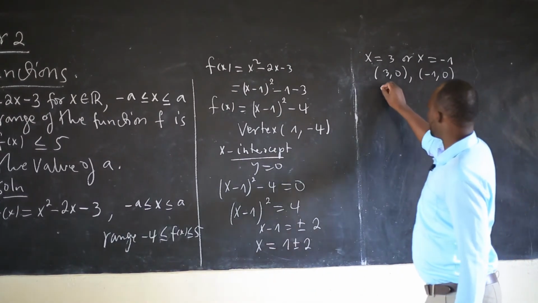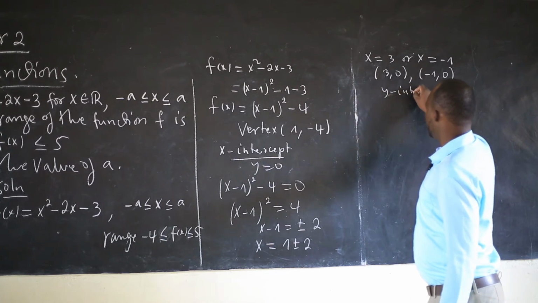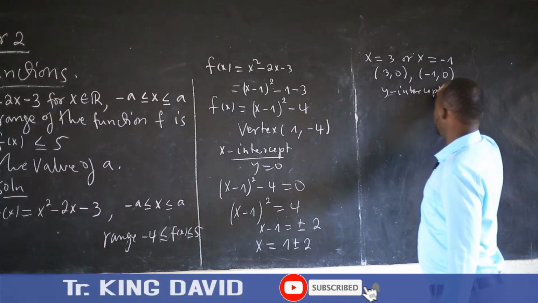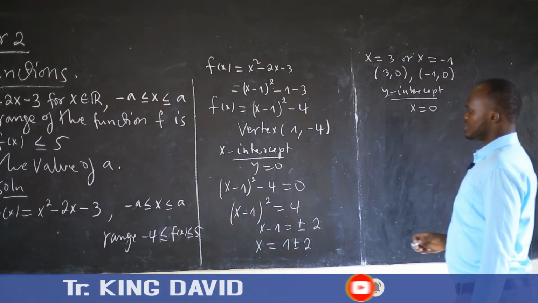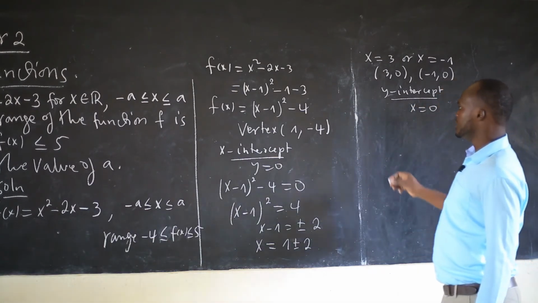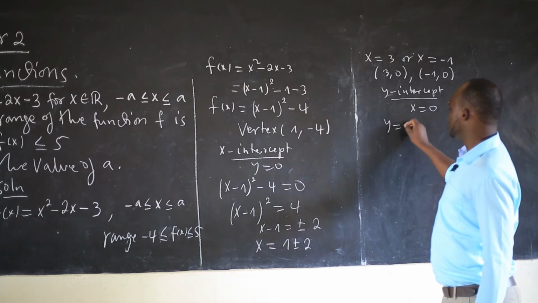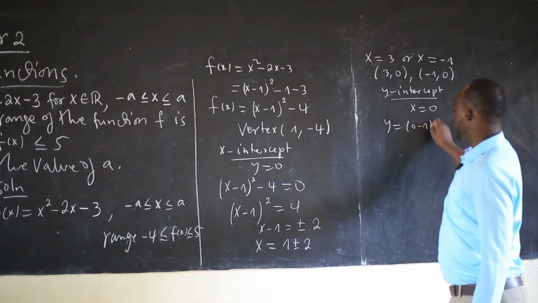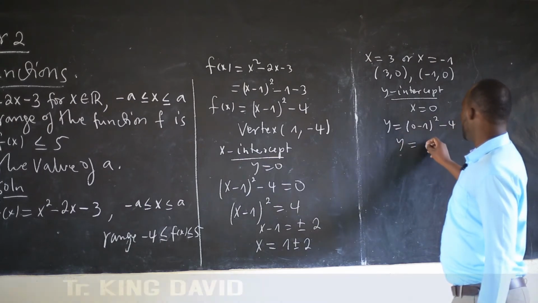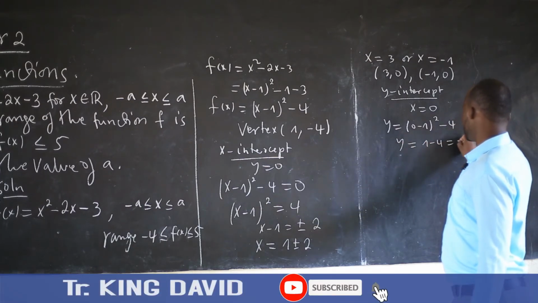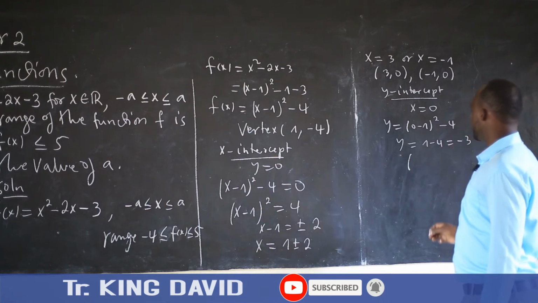So from there you can find the y-intercept. The y-intercept is when x is 0. When x is 0, y is equal to 0 minus 1 squared minus 4. So this is y equal to 1 minus 4, which is -3. So the y-intercept is (0, -3).